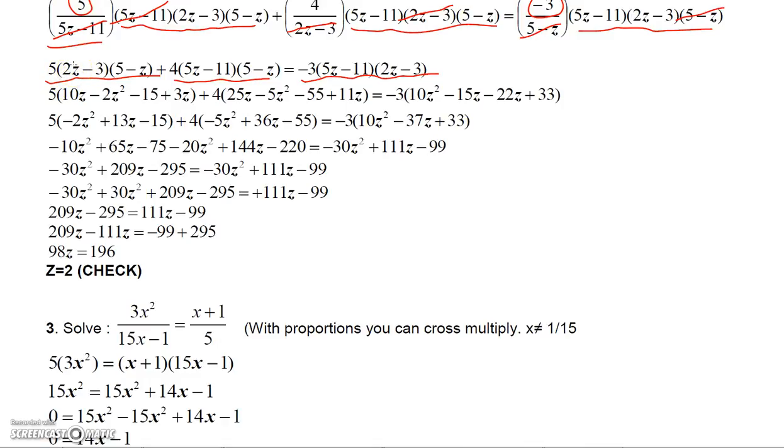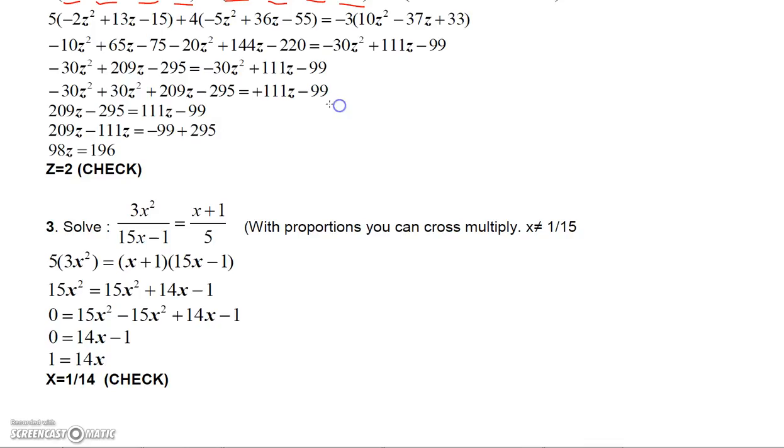So if you FOIL here, 2z times 5 is 10z, 2z times minus z is minus 2z squared, minus 3 times 5 is minus 15, and minus 3 times minus z is plus z. Okay, and then here we have 4, and then we FOIL these two together. 5z times 5 is 25z, 5z times minus z is minus 5z squared, minus 11 times 5 is minus 55, and minus 11 times minus z is plus 11z.